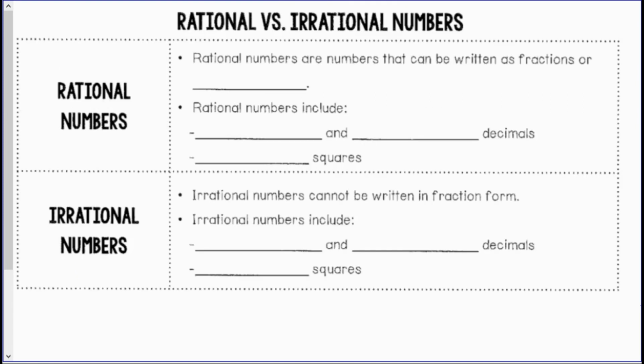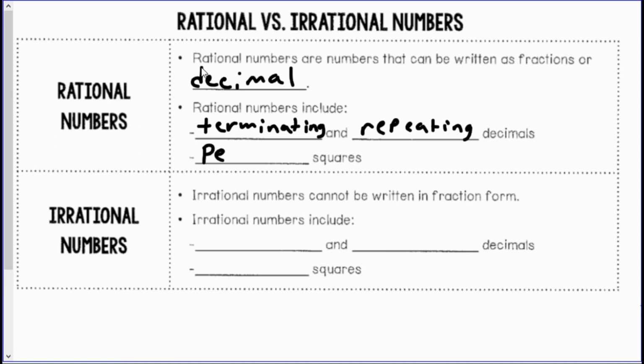Let's talk a little bit about rational and irrational numbers. So a rational number is a number that can be written as a fraction or a decimal. Rationals include terminating and repeating decimals. Terminating meaning ending, and repeating meaning same pattern over and over again. And rational numbers include perfect squares.